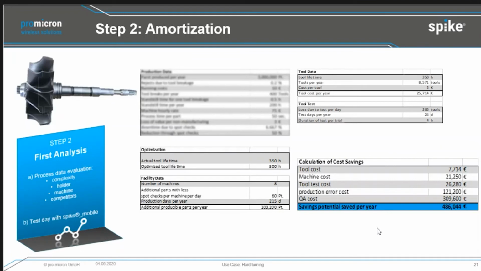All right, so now we are done with step 2. We analyzed the data. We saw, all right, data complexity is okay. We can monitor this. Holder is okay. Competitors are none that can monitor it this well. So amortization is done. Let's move on to step 3, long-term diagnosis.